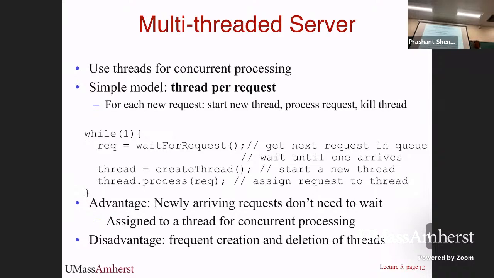Now the disadvantage is there is frequent creation and deletion of threads. You're creating threads rapidly, and then they just serve a small request and the thread goes away. There is an overhead we pay for creating and deleting threads. It's not high, not as much as creating an entire process, but there is still an overhead. So although this model is very simple, we pay the cost of frequent thread creation and deletion. But this is called a thread per request model.